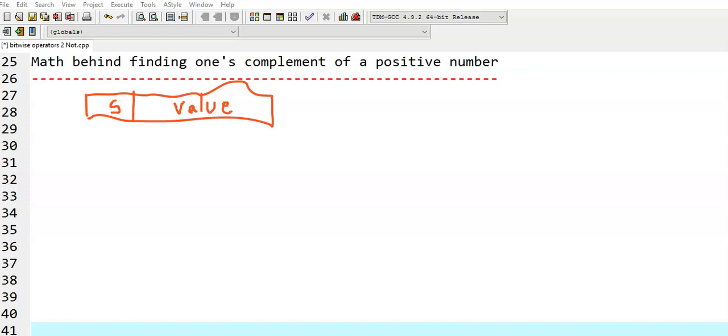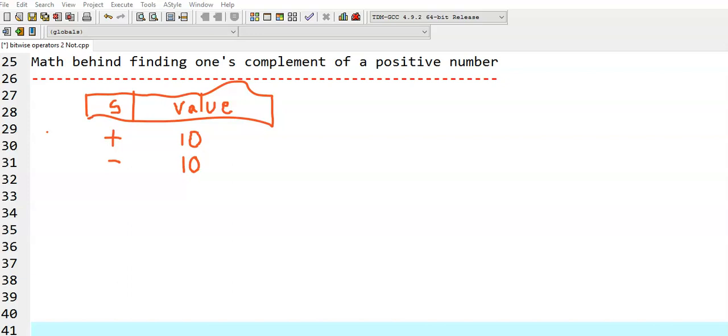If you take one example, plus 10: plus is the sign value, 10 is the magnitude value. If we take minus 10, minus is the sign value and 10 is the magnitude value. This is the general example, but in the computer system, these values are stored in the form of binary digits.